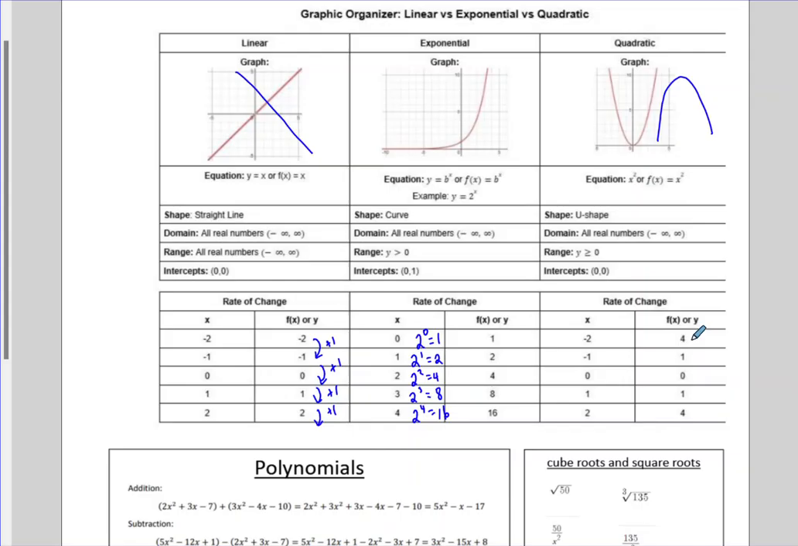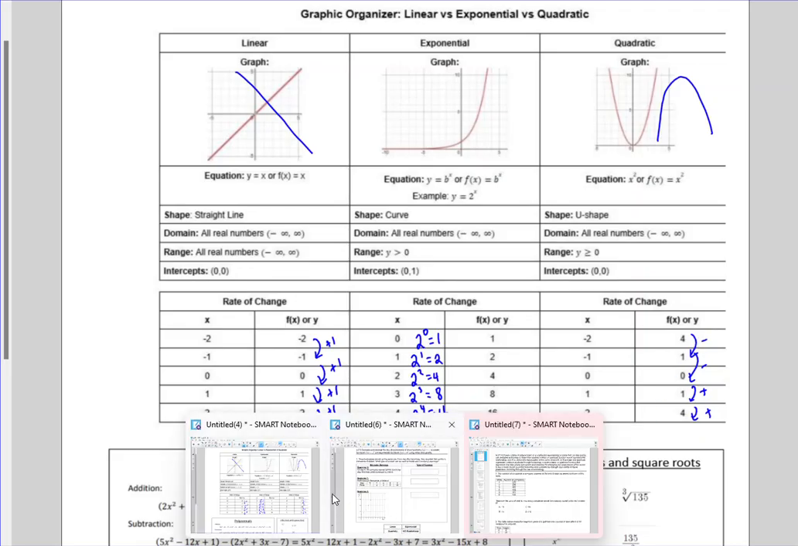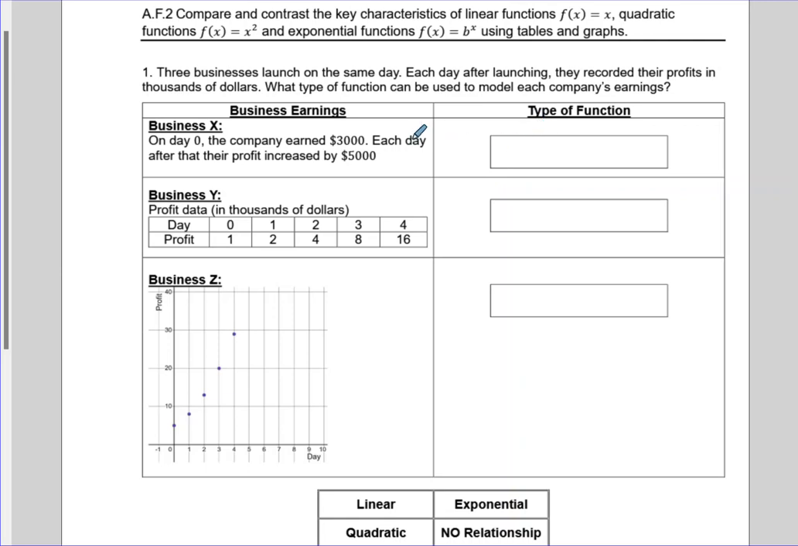On this one, you see how it decreases, decreases, and then it increases. It changes direction. So that's how you can tell it's a quadratic. All right, back to our example. On this one, it says on day 0, the company earned $3,000, and then each day it increased by 5,000. It's only increasing by just one number, so this is how you can tell that this is linear.